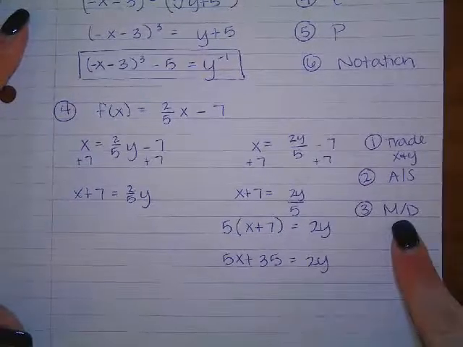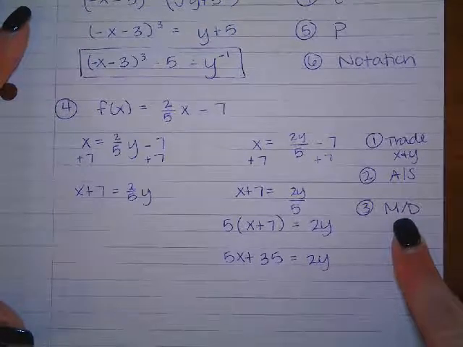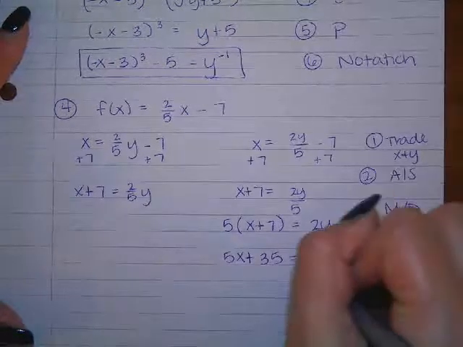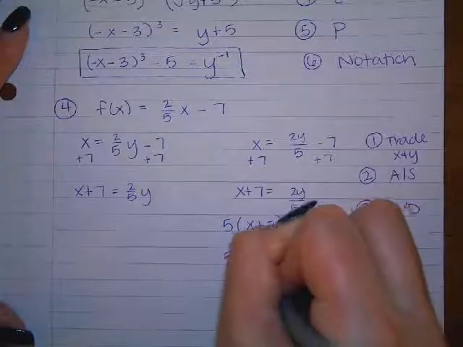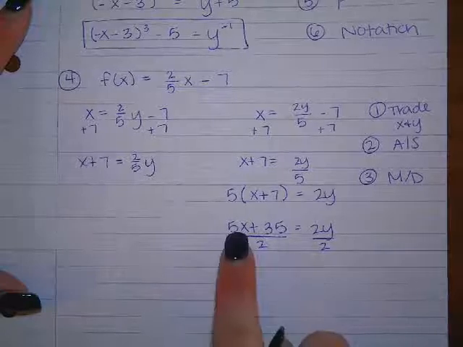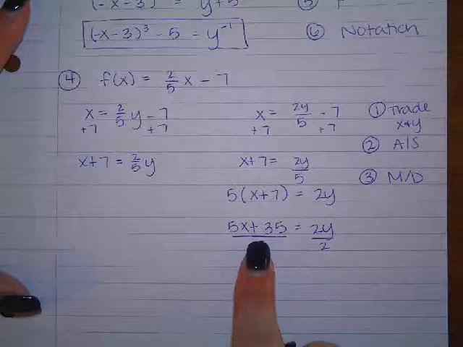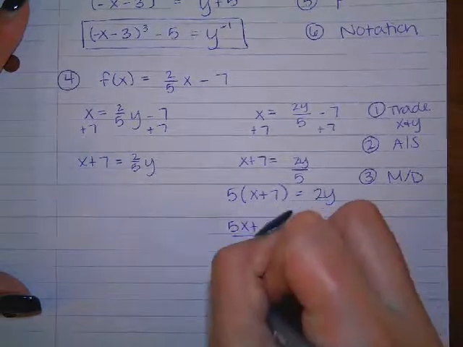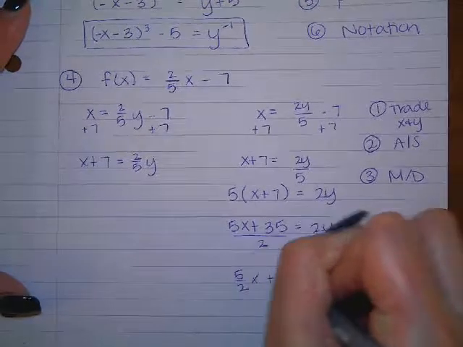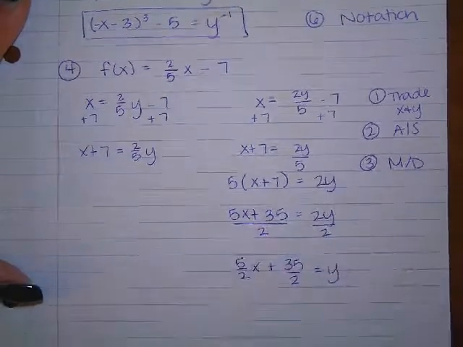Now we're not done multiplying and dividing. What can we do now? Divide by 2. Okay, so you can leave it as 5x plus 35 over 2 if you want to leave it as just one big chunk. Or you can call it 5 over 2x plus 35 over 2. Both of those answers are totally fine.